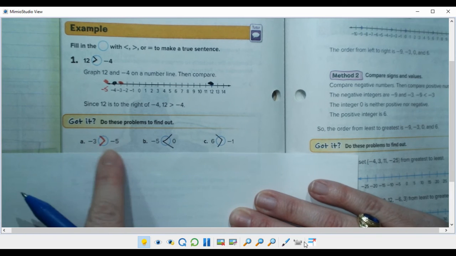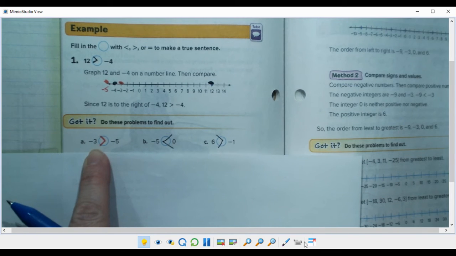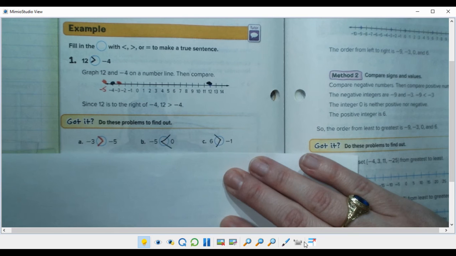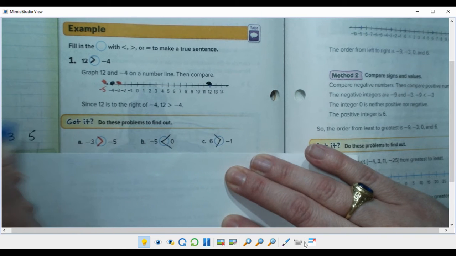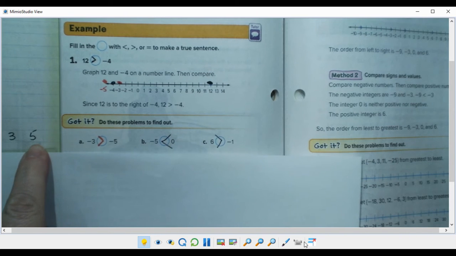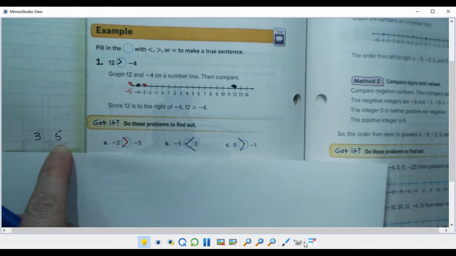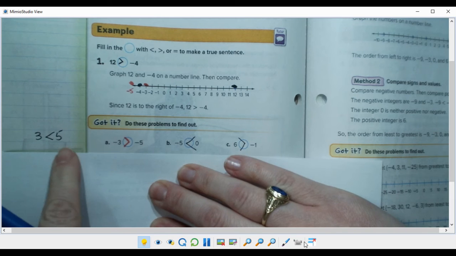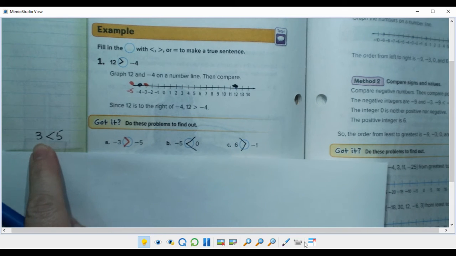Something you're going to notice when the signs are the same, the bigger the number, the farther it is from 0, right? So go back to elementary school. If I compared +3 and +5, 5 is further away from 0, right? Which means there's more positiveness. So 5 will be bigger than 3.